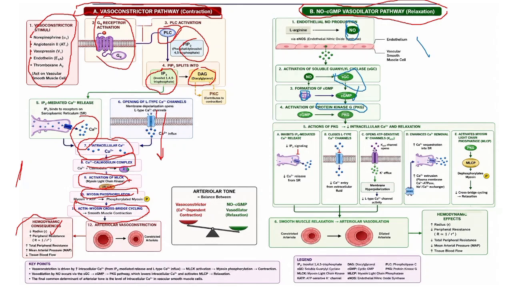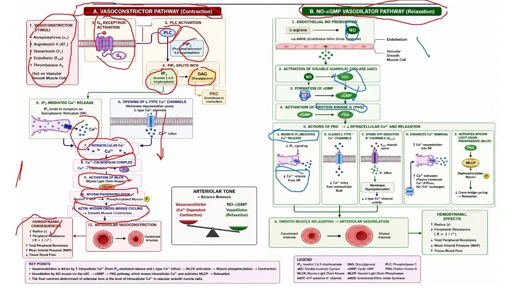The first step here is that it inhibits calcium release. It inhibits calcium release by decreasing the IP3 mediated calcium release. So it goes against the inositol triphosphate. And when that happens, it reduces calcium release from the sarcoplasmic reticulum. So there will be a decrease of calcium release from the sarcoplasmic reticulum.